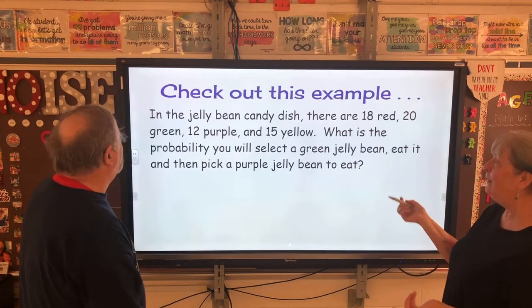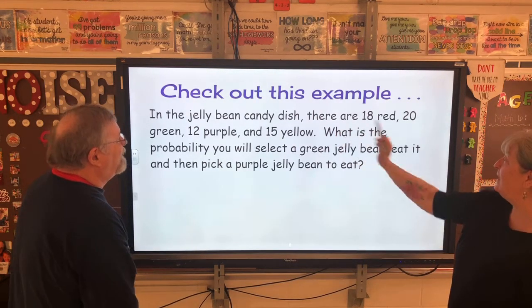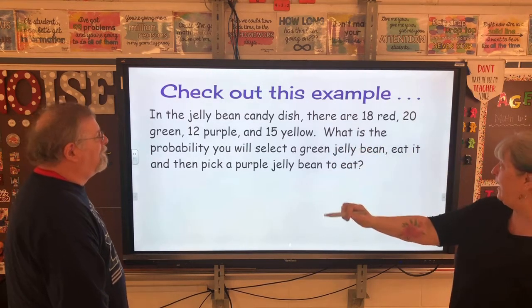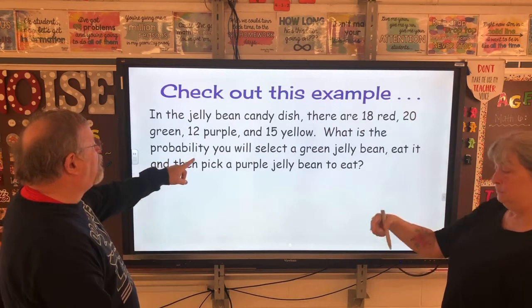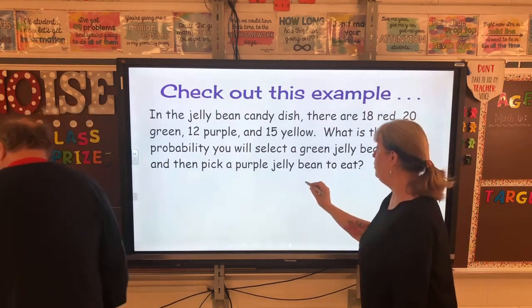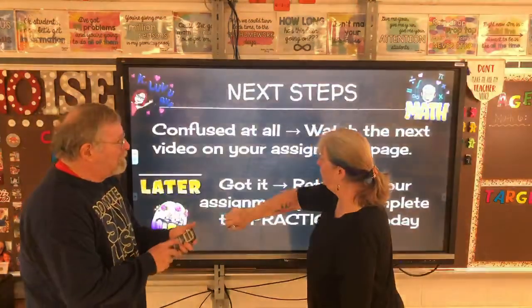Okay, then the jelly bean candy dish. There are 18 red, 20 green, 12 purple, 15 yellow. You want to add those numbers up? What is the probability you will select a green jelly bean, eat it, and then pick a purple jelly bean? Well, I will figure out your total.